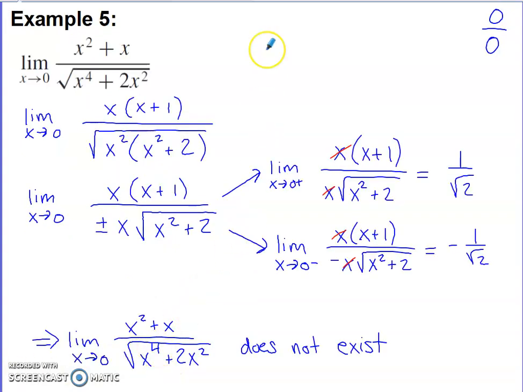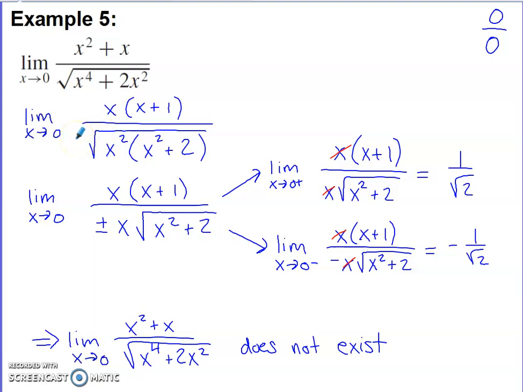Last example is definitely the trickiest in this discussion. Here, again, same initial strategy. Put 0 in place of all of these x's. You do get 0 over 0. That doesn't always happen when you evaluate limits, but I want to make sure that you do that as your first step. Sometimes you get a different signal. We'll talk about some of those other signals in some upcoming videos.